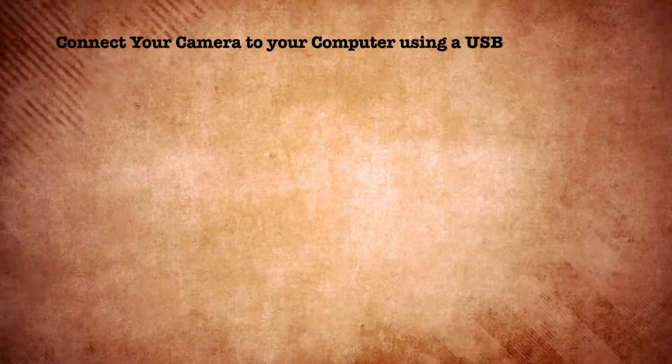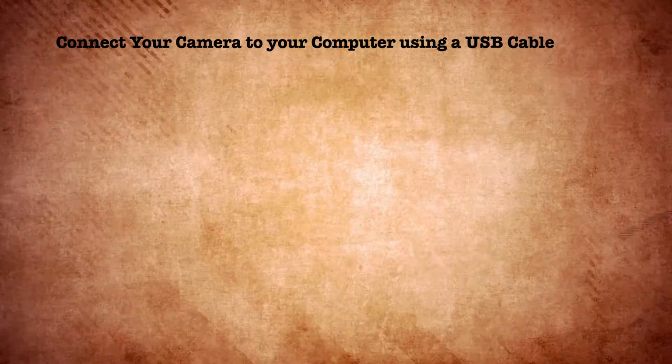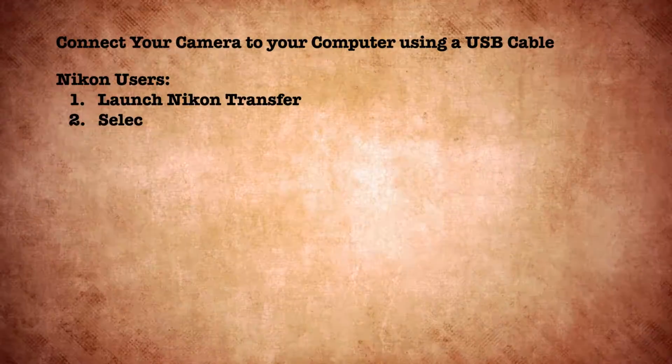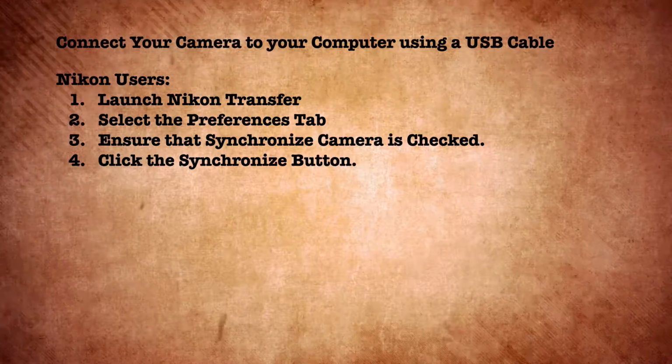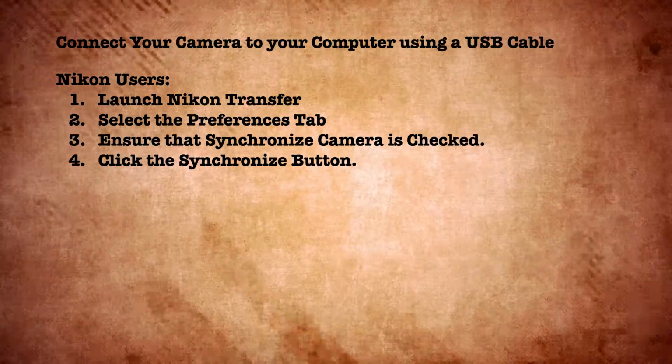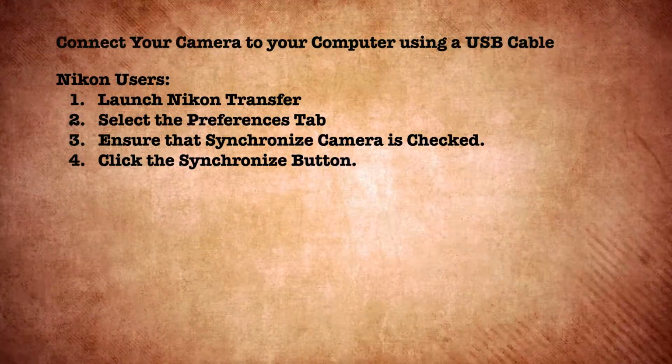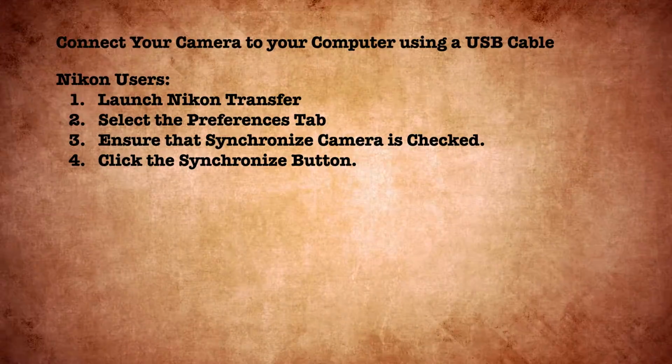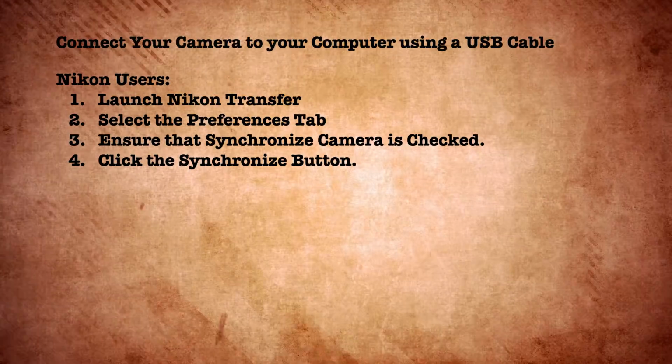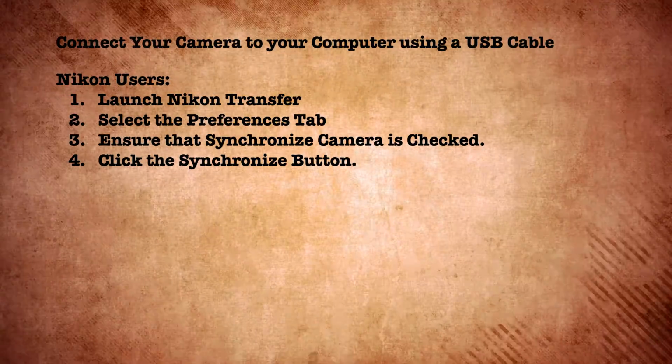Step 3. You will need to connect your camera to your computer using a USB cable in order to sync. For Nikon users, launch Nikon Transfer. Select the Preferences tab. Ensure that Synchronize Camera Date and Time to Computer is checked. Then click the Synchronize button.